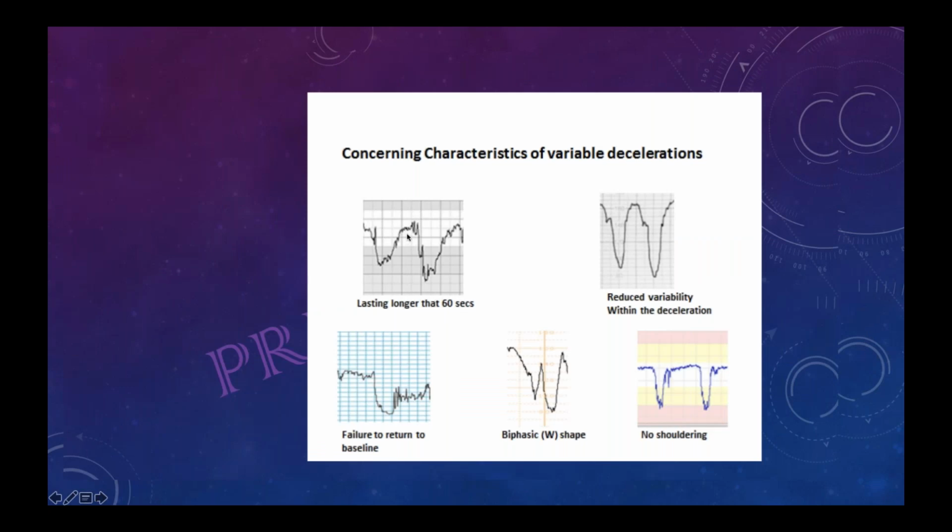Now this is again the same thing. See, decelerations are lasting for more than 60 seconds. This is deceleration, and you can see there is no variability inside the deceleration. These are bland. So this is a concerning feature. This is W shape, a concerning feature. No shoulders, a concerning feature. Delayed return to baseline, a concerning feature. If it is more than 60 seconds, this is also a concerning feature.